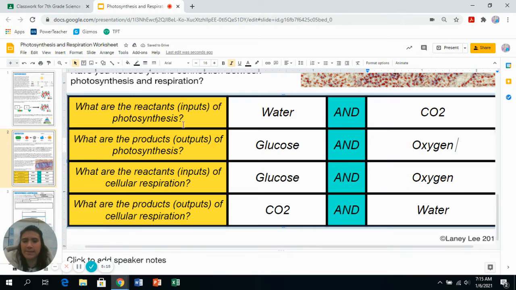So as you guys can see between these two, they're complete opposites. So reactants for photosynthesis are the products for respiration. And then the products of photosynthesis are then the reactants for cellular respiration. So they're just switched. And they both need energy, and the energy for photosynthesis is sunlight, and the energy for cellular respiration is ATP, because that's what we use.